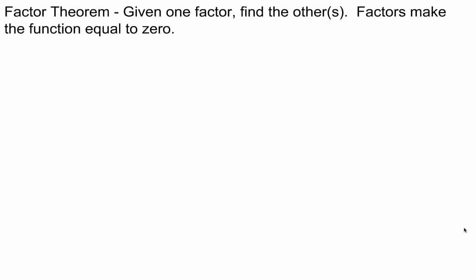Alright, now we're going to do the factor theorem, and if we're given one factor, then we need to find the other factors that, when we multiply them together, would give me my answer. So like I was given in the 2 times 3 is 6, one of the factors was 2. I had to find the other factor, which was 3, and so now 2 times 3 is 6 then.